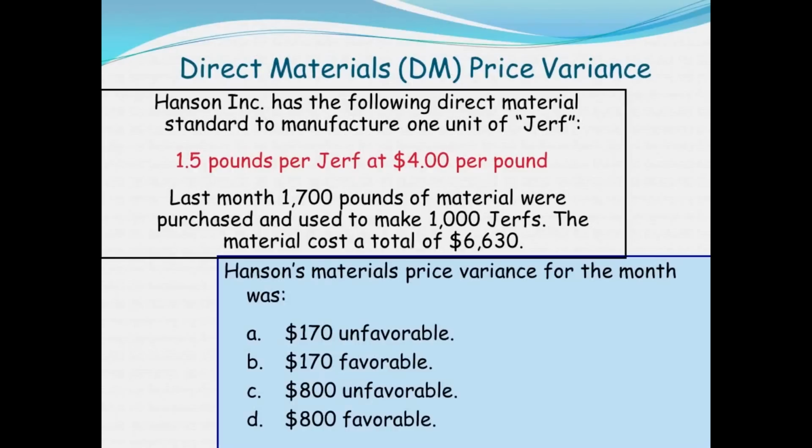So this example, your choice has made this a little bit easy. So what's the answer? 170 favorable. It would have been a more difficult selection if I had 170 unfavorable, 170 favorable, and then 150 unfavorable, 150 favorable. You have to be careful which ones you use. But this is to show you that you use your actual. Okay, so the answer is B, 170 favorable, because it costs you $3.90 versus the standard of $4, a 10-cent difference, times 1,700 pounds.